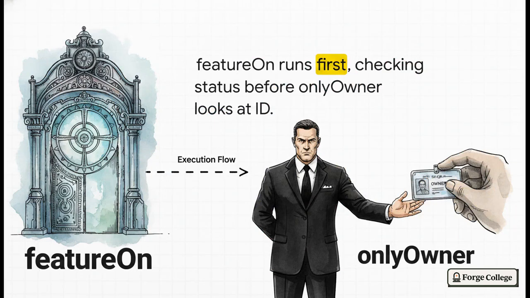Let's look at a concrete example drawn out right here. We've got a public function called privileged action. It has 2 modifiers, feature on, followed by owner only. Because of that strict left to right flow we just talked about, this means the feature on check runs completely before the ownership bouncer even bothers to look at your ID. If the feature is off, the transaction reverts right then and there. The owner check never even happens. The sequence dictates the entire flow.